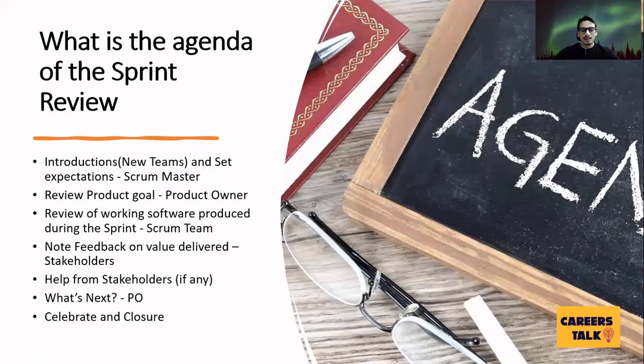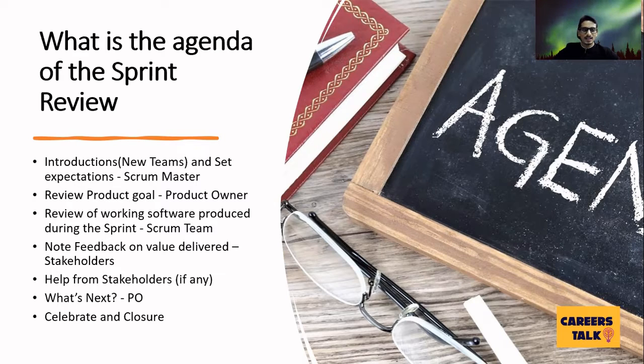So what is the agenda of the sprint review? Basically, the Scrum Master needs to ensure that the prior invitations are sent to all the attendees. It is the responsibility of the Scrum Master to make sure that the event takes place. Everyone gathers to attend the meeting, and the Scrum Master facilitates the meeting by following the agenda given below.